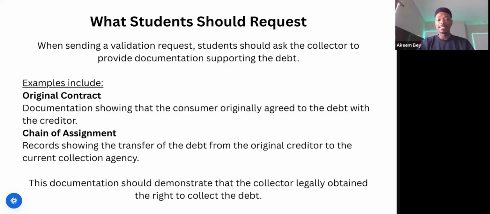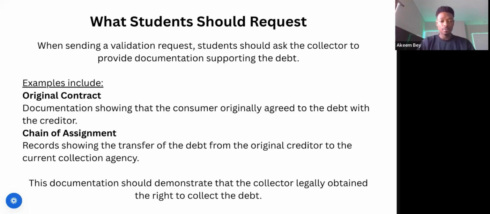Of course, there are sample letters included in this module that you can use, edit, and send off. When sending that validation request, you want to ask the collector to provide documentation supporting certain things like the original contract, documentation showing that the consumer originally agreed to the debt with the creditor, and very importantly, the chain of assignment, or the chain of custody. When they get that debt in bulk, a lot of the time that type of documentation is missing, especially the chain of assignment.